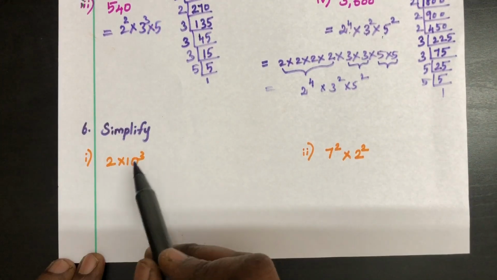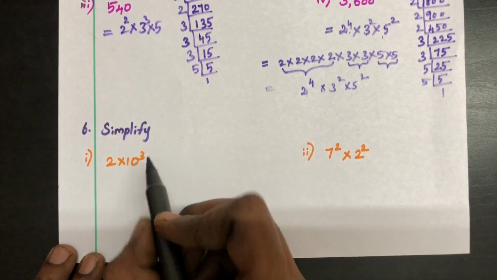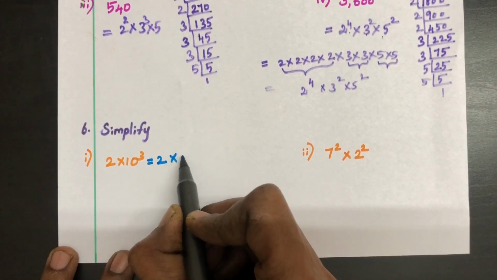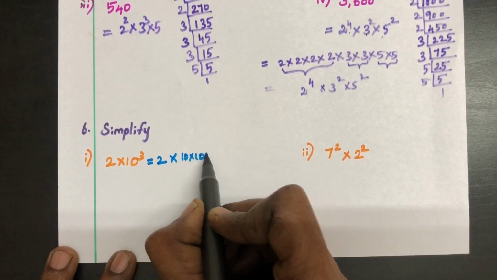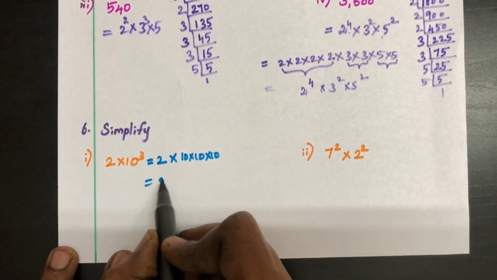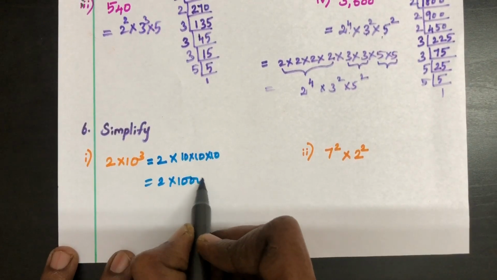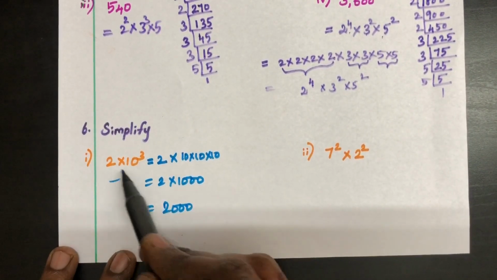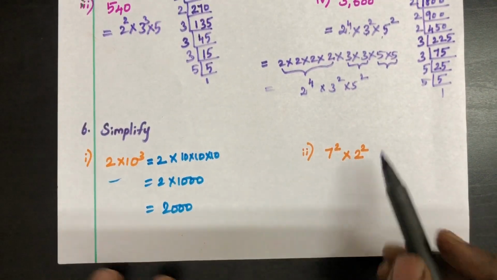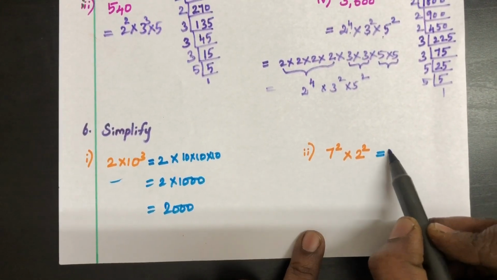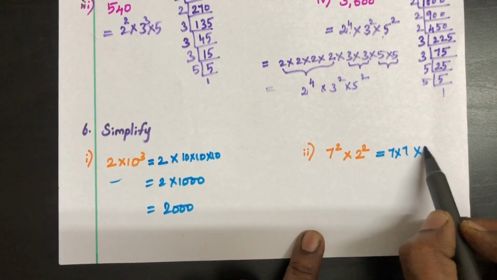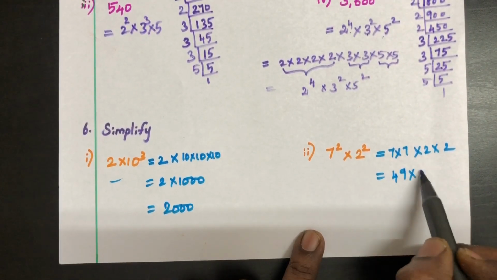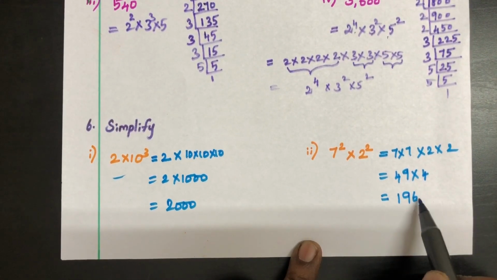Sixth question, simplify. First subdivision, 2 into 10 cube. Simplify means just to find the value. That's all. 10 cube means what? 10 into 10 into 10. This gives us 1000. So 2 into 1000 is 2000. This is the value of this question. Now 7 square into 2 square. 7 into 7 into 2 into 2. 7 into 7 is 49 into 4, 196. This is the value.